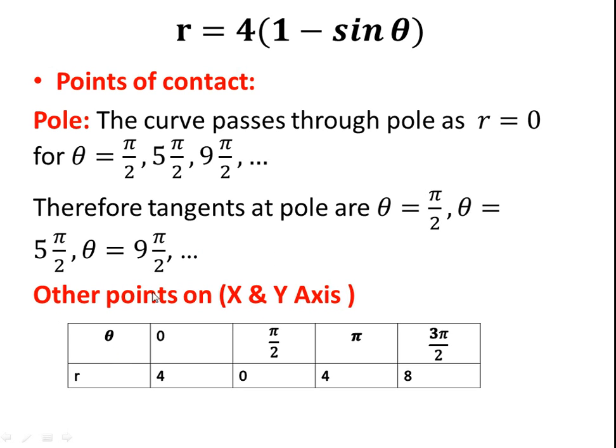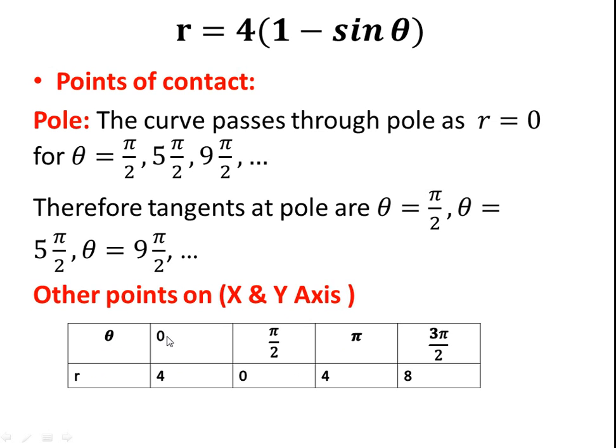Now to find other points on the curve, basically we will be fixing the values on the x and y axis. You can choose any other points that you like. So in this case I am choosing theta as 0, pi by 2, pi, 3 pi by 2. It is not necessary to take these points only. You can choose whatever you like.